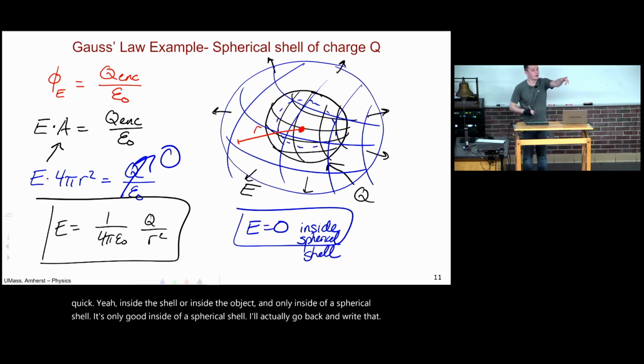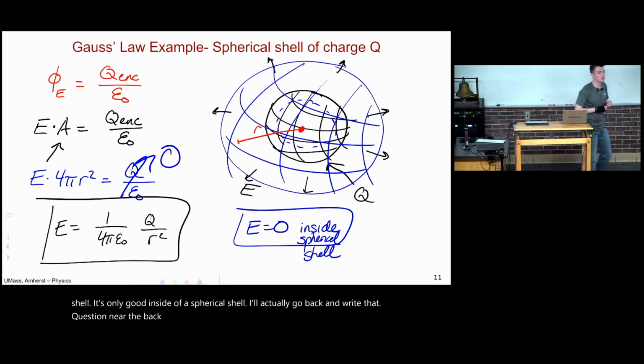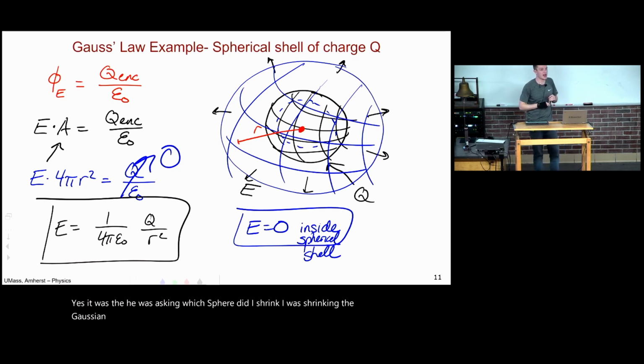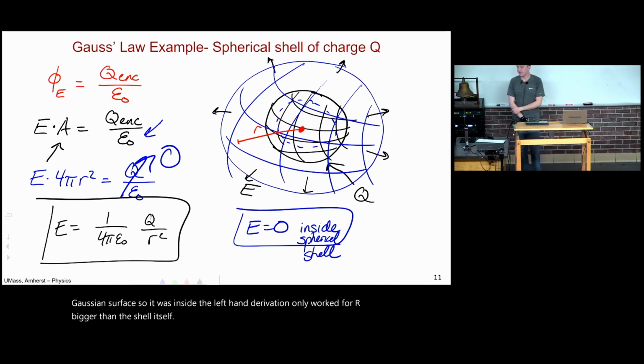Question near the back row? Yeah, the sphere that you shrunk, was that like the blue? Yes, he was asking which sphere did I shrink? I was shrinking the Gaussian surface so it was inside. The left-hand derivation only worked for r bigger than the shell itself. Yes.